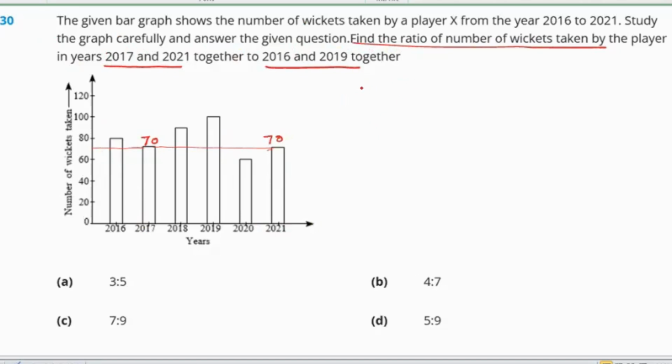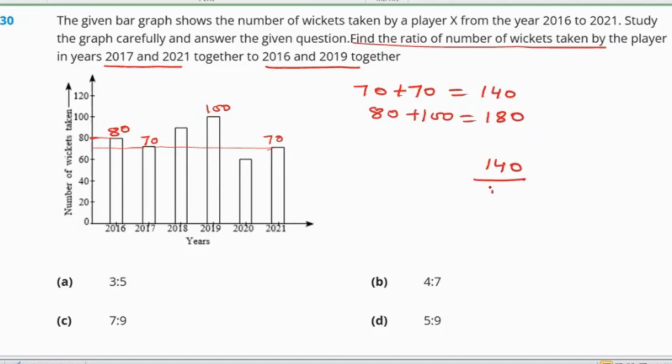So if we add both of the numbers together, we will be getting what? 70 plus 70. So the sum is 140. Got it? Now the question is saying we need to compare it with 2016 and 19 together. So in 2016 he has taken 80 wickets, and in 2019 he has taken 100 wickets. When we add them together, 80 plus 100, we will be getting 180. The question is asking about the ratio of the number of wickets taken in 17 and 21 to the years 16 and 19. So we need to find the ratio, which is 140 by 180.